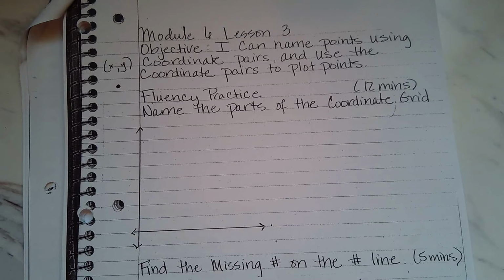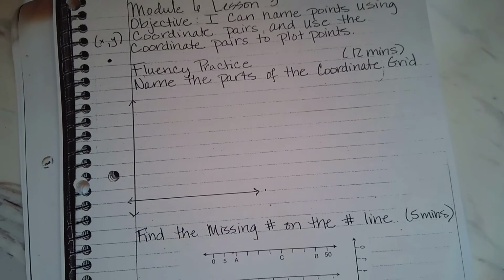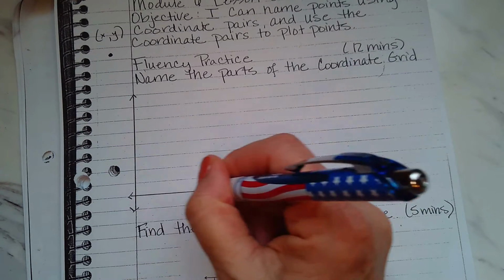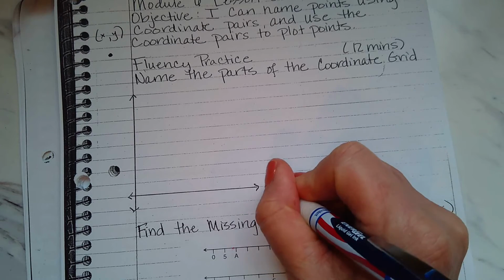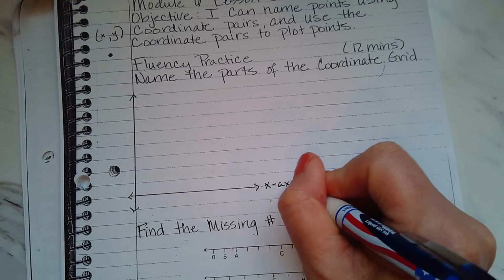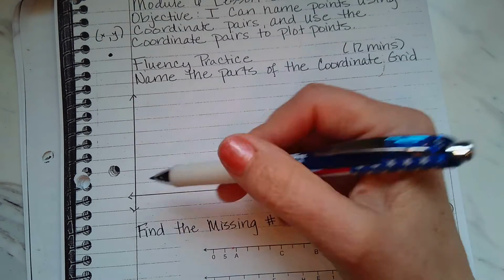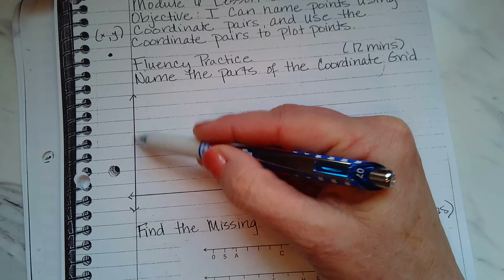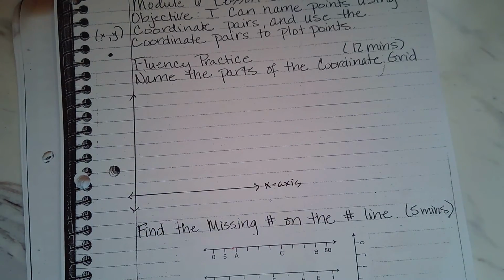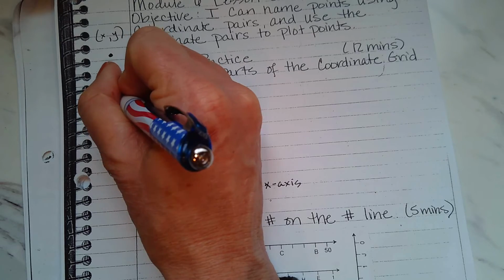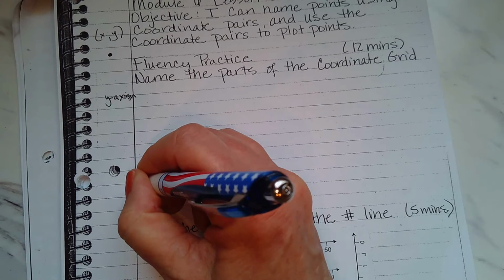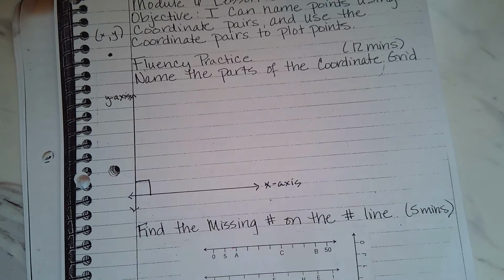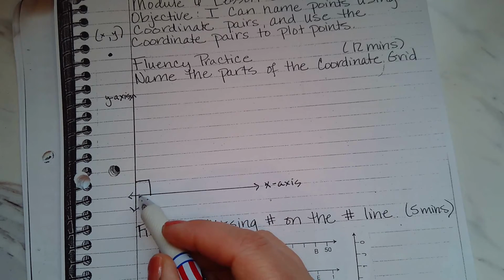So let's start out with our fluency practice. You're going to name the parts of the coordinate grid. So let's go ahead and start. What is this axis called? Write it on your paper. It is the X axis. What is this line called? This is called the Y axis. Now, what measurement does this, where they meet right here, what is that called?